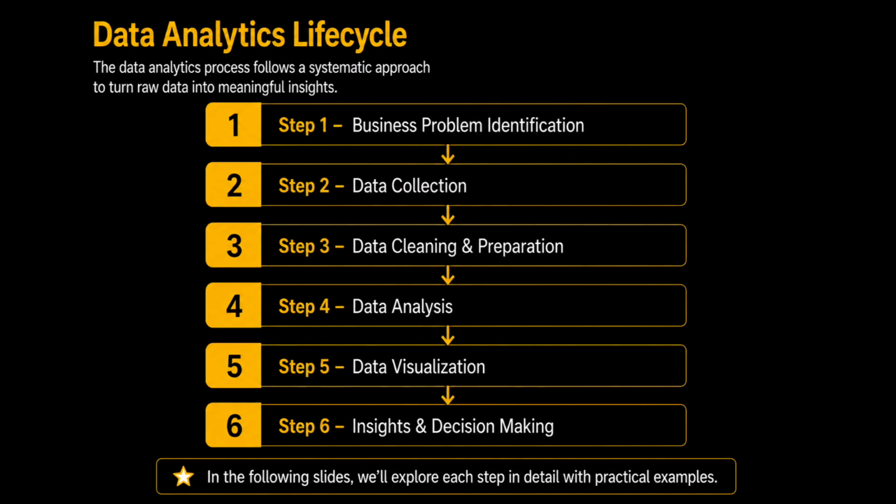So, here are the 6 core steps of the data analytics life cycle. As you can see, the process follows a systematic approach to turn raw numbers into actionable business insights. It starts with Step 1, business problem identification, followed by Step 2, data collection, Step 3, data cleaning and preparation, Step 4, data analysis, Step 5, data visualization, and finally, Step 6, insights and decision making. In the coming slides, we will explore each of these 6 steps in detail with practical real-life examples.